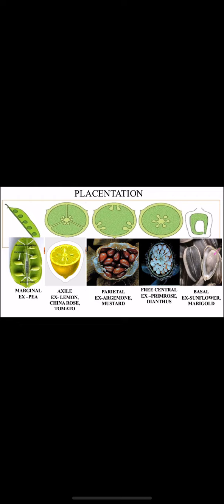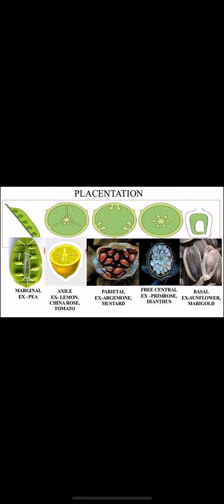Next comes the placentation. Placentation means the arrangement of ovules within an ovary. It is of 5 types. Marginal, where the ovules are present on the margin, that is the ridge, it is called marginal. Example, pea.